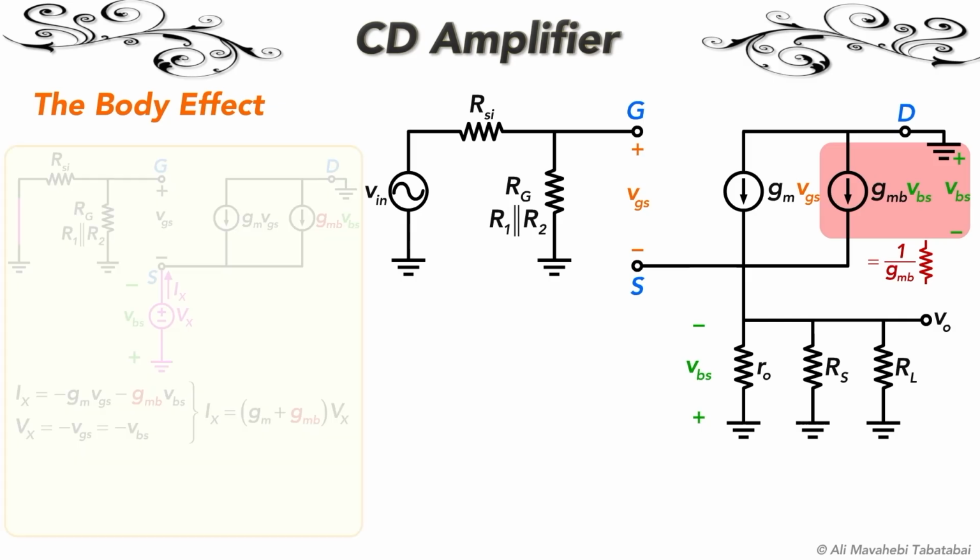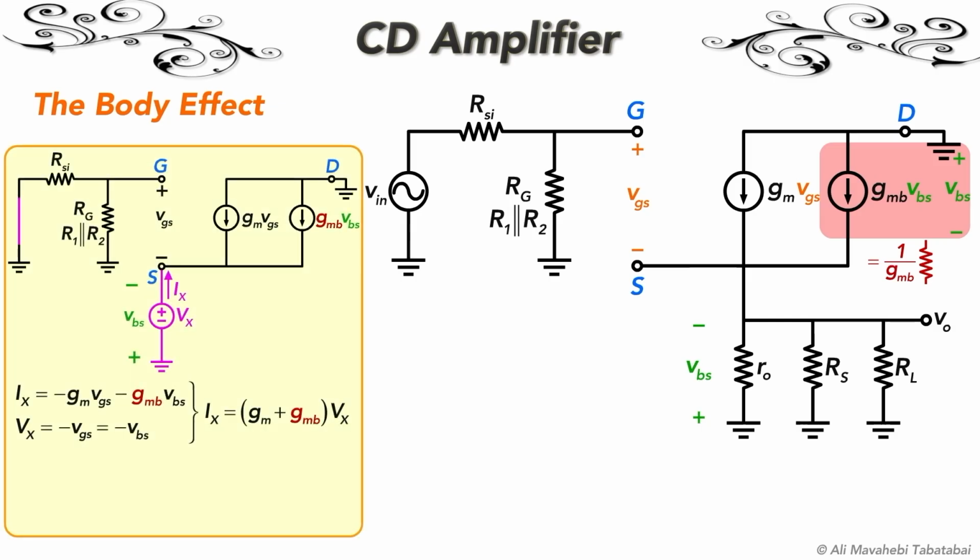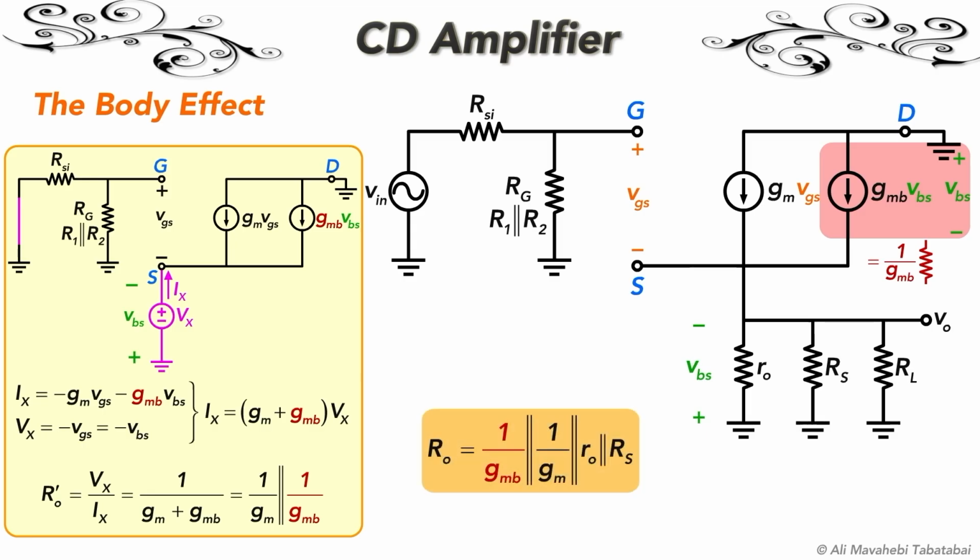For calculating the output resistance, when we look up the source terminal, we'll see resistors 1/Gm in parallel with 1/gmb. Therefore, the term 1/gmb is added to the output resistance that we previously calculated.